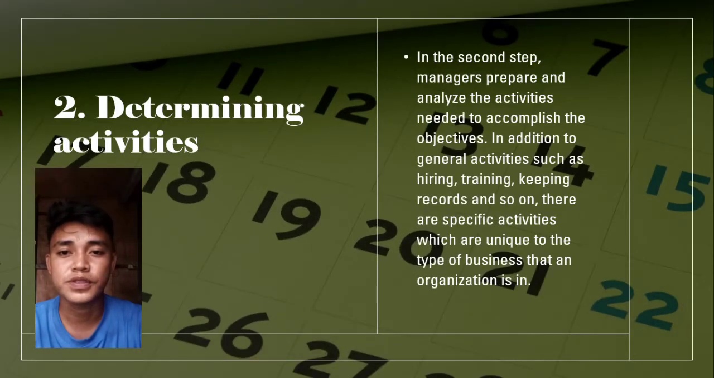2. Determining activities. In this step, managers prepare and analyze the activities needed to accomplish the objectives. In addition to general activities such as hiring, training, keeping records, and so on, there are specific activities which are unique to the type of business that an organization is in. For example, in the case of the restaurant, the two major activities or tasks are cooking food and serving customers.